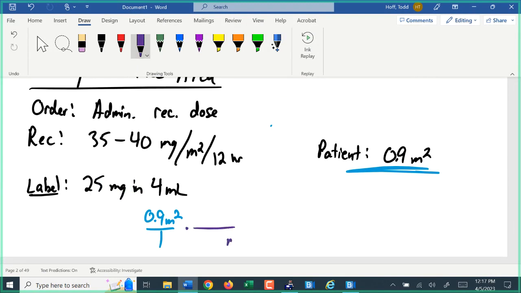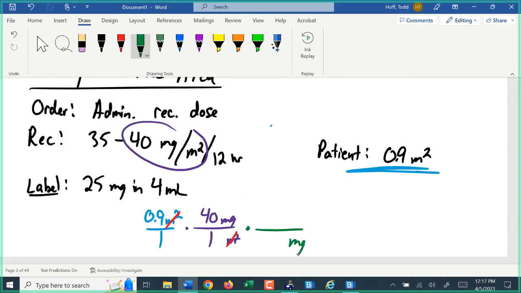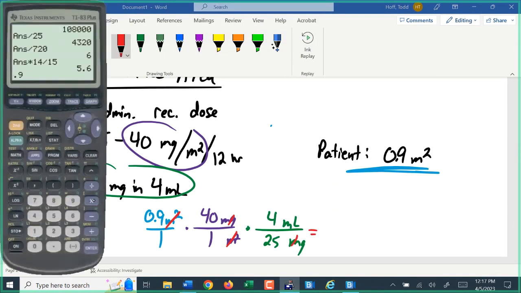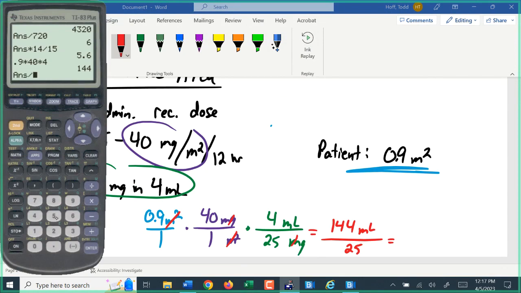And we'll get rid of meters squared. We'll use the maximum again, 40 milligrams per 1 meter squared. So the meters squared cancel out, we're in milligrams. And as usual, our next step is to get rid of milligrams and get to milliliters. We have 25 milligrams in 4 milliliters. So the milligrams cancel out. So on top here, we have 0.9 times 40 times 4, giving us 144 milliliters. On bottom, we have 25. So we'll divide that out. 144 divided by 25 is 5.76 milliliters.